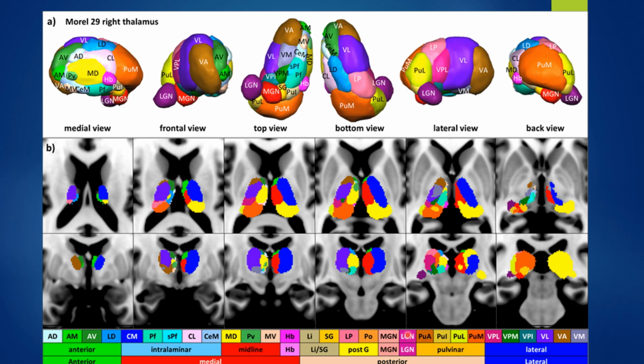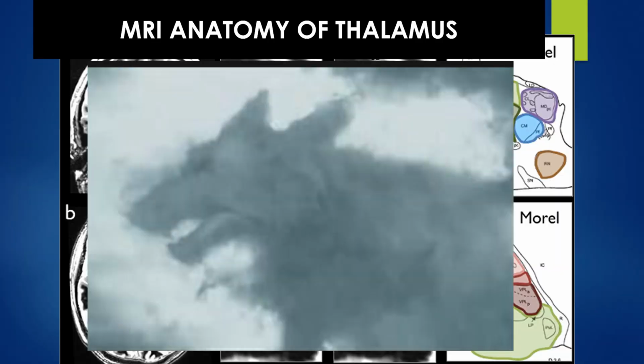You can pause and stare at it for a couple of minutes if you're really interested in knowing the various nuclei of the thalamus. I prefer to move on. So this is from Harry Potter, where Harry Potter keeps looking at the dog in the sky. So fair warning has been given of what you're going to expect in the next couple of slides.